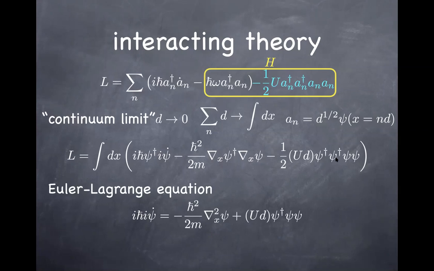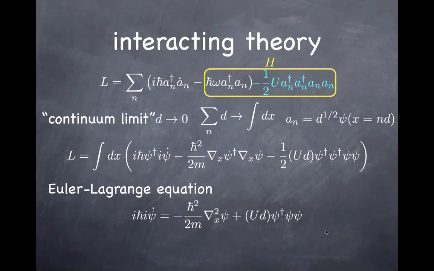Because I have 2 powers of psi dagger, I can take variation of either of them. So that gives you a factor of 2, that cancels the factor of 1/2. And then the other psi dagger, which I didn't take variation of, remains. And 2 of the psi's still remain. So I find this as the Euler-Lagrange equation.